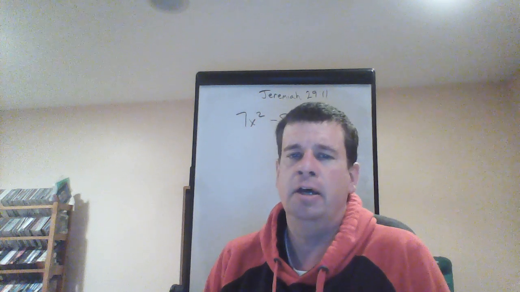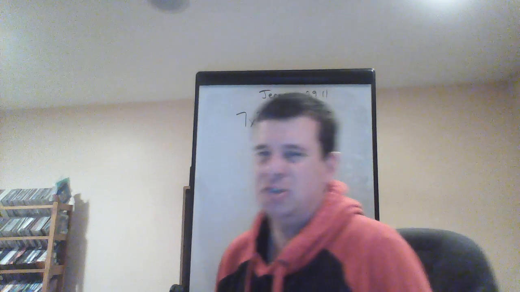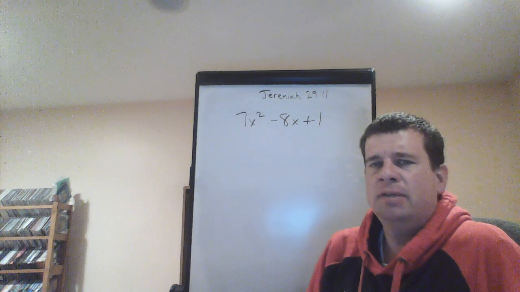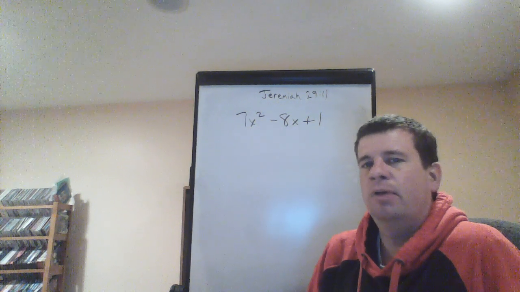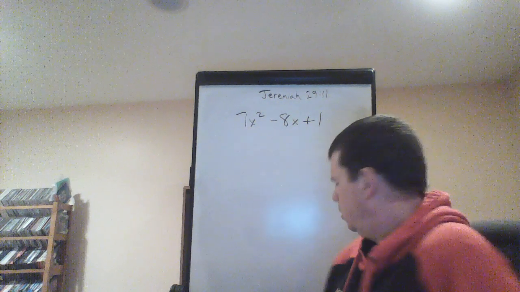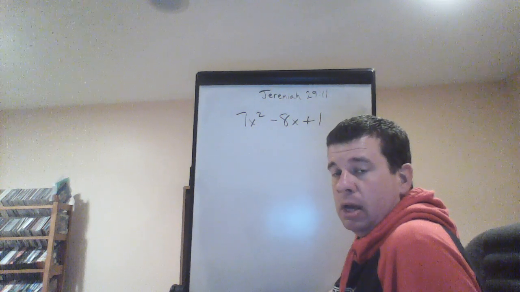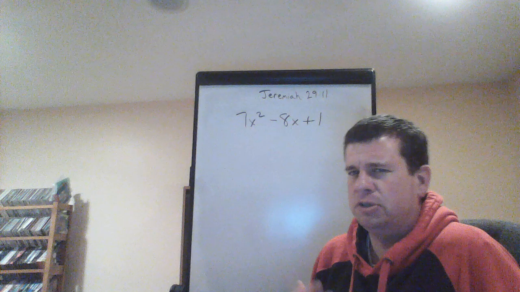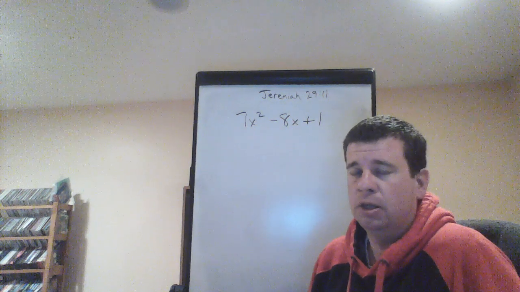But I did have a question about one of those, and I don't remember exactly which one it is, but it's one that looks like this. It says factor 7x squared minus 8x plus 1. I've had a couple of you ask about that one, so we're going to take a look at that one together. If there's any others that are causing issues, please let me know. I'll be more than happy to look at those with you.